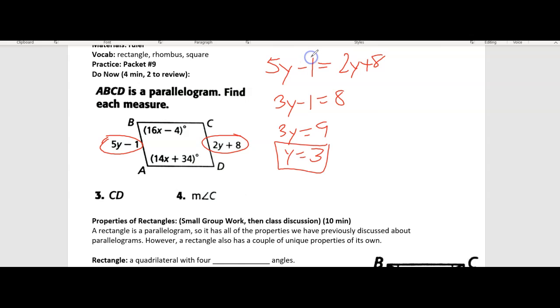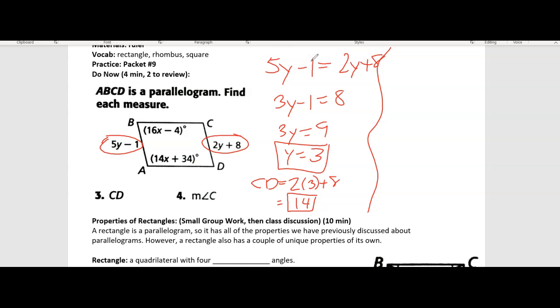Just be careful, this is not what they're asking you for. You do need to find the length of CD. So CD is equal to 2 times y plus 8, or 2 times 3 plus 8. CD is then equal to 14.